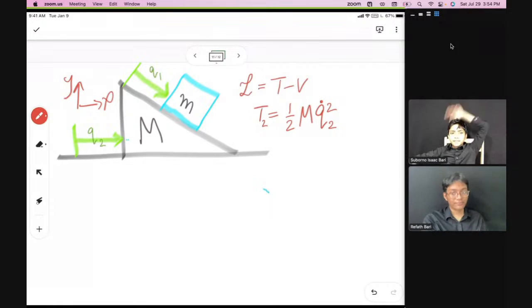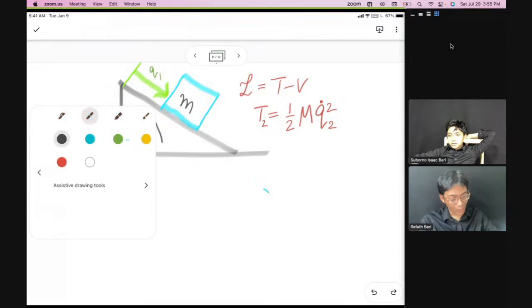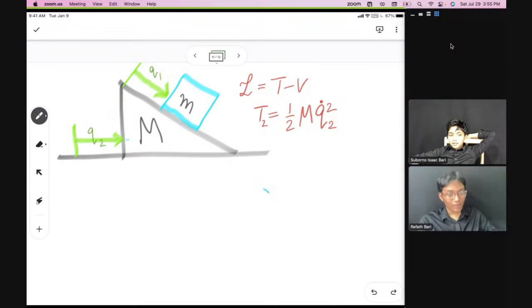Wait, I have a question. Yep. You forgot to specify the angle of the inclined plane. Oh, you're absolutely right. So the angle of the inclined plane, let's say it's alpha, right?